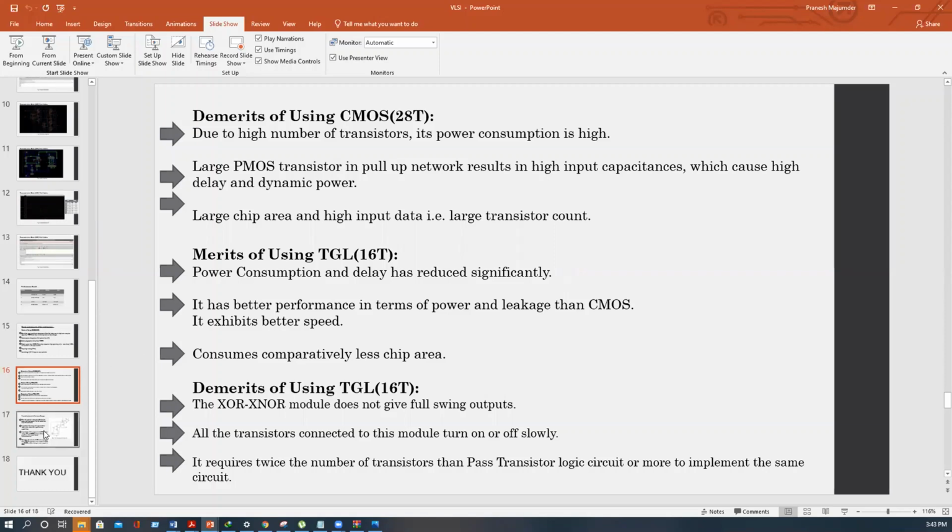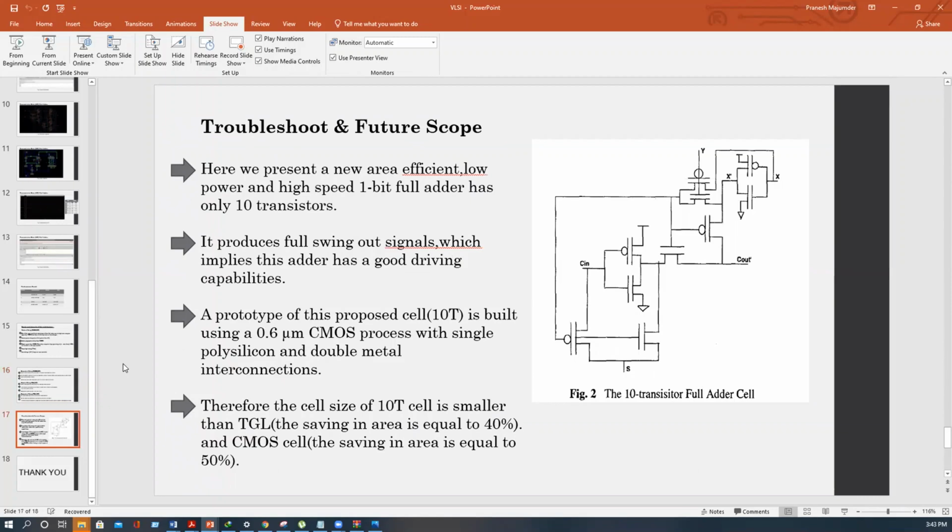Now we will discuss the troubleshooting and the future scope of the full adder circuit. Nowadays, in the field of electronic devices, the full adder circuit has a wide range of applications. The main problem of using the full adder circuit is its power consumption and delay. The more transistors we use in a full adder circuit, the more power it consumes. So our purpose is to reduce the number of transistors in a full adder circuit. In this project, we use CMOS and transmission gate logic circuits to build a full adder circuit. In CMOS, there are 28 transistors, and in the transmission gate logic circuit, there are 16 transistors.